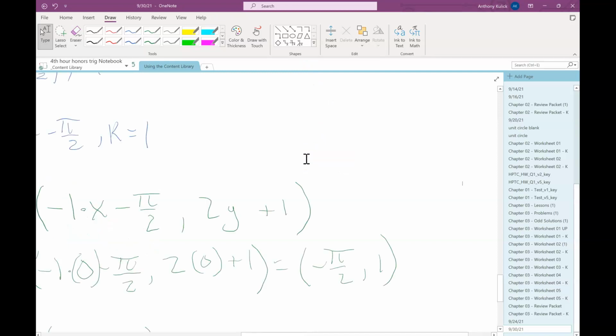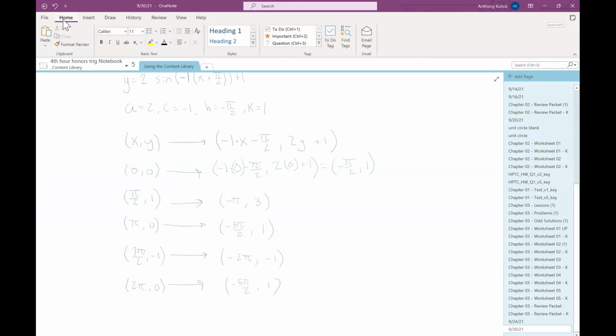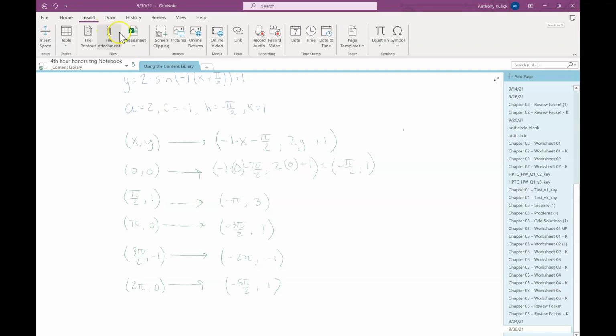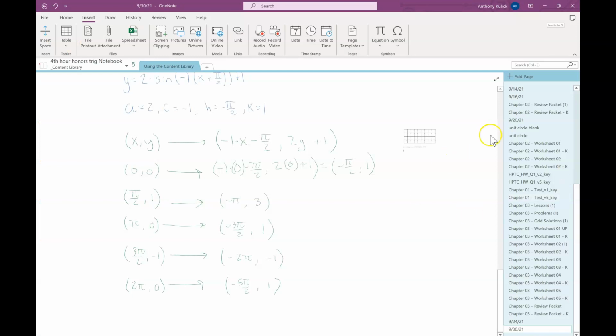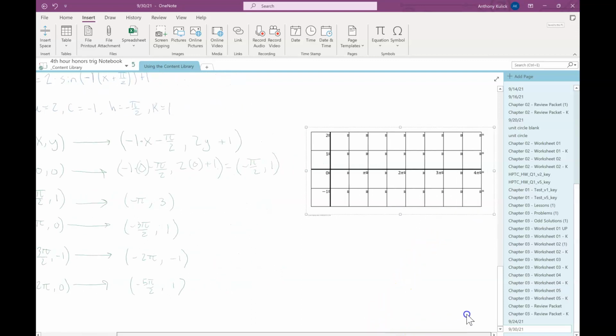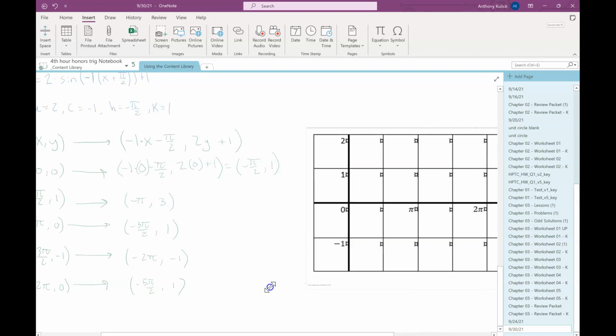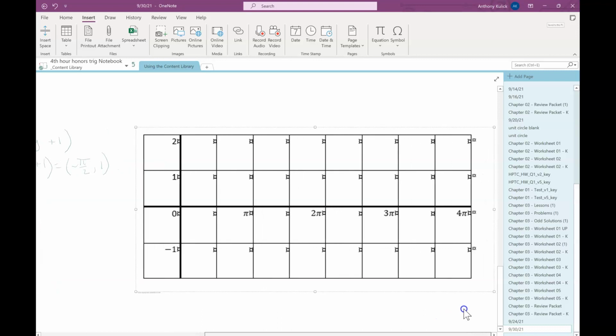Darn it. Where's that snipping tool on OneNote? Does anybody remember where that thing is at? You know what I'm talking about? Screen clipping, that's what I'm looking for. Okay.